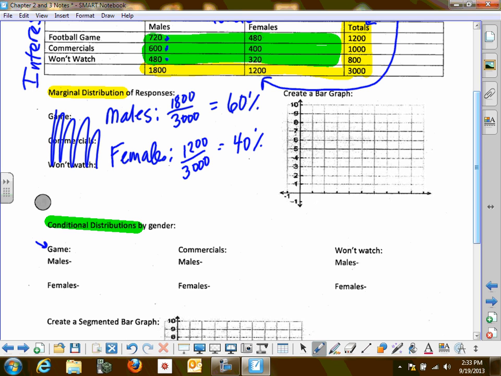How many total watched the game that I got? 1,200. Okay, 1,200 responses chose watching the game as their preference. Of those, what proportion were males? 720 out of 1,200 is, guess what? 60%. And 480 out of 1,200 is, guess what? 40%. Well, here's what this means.